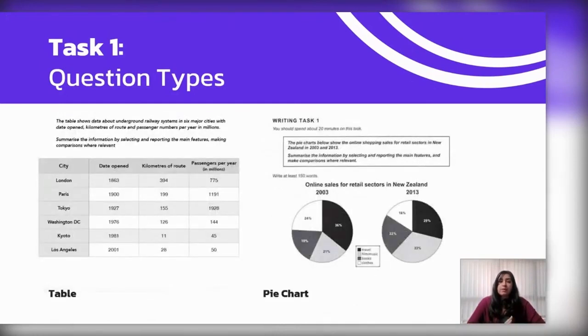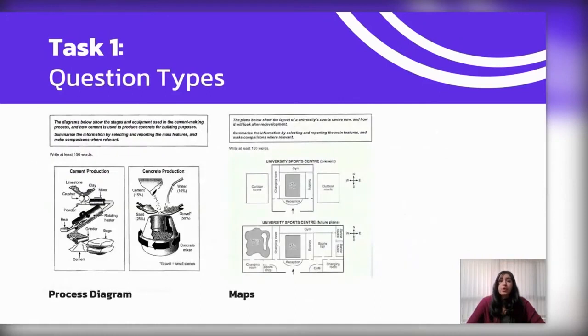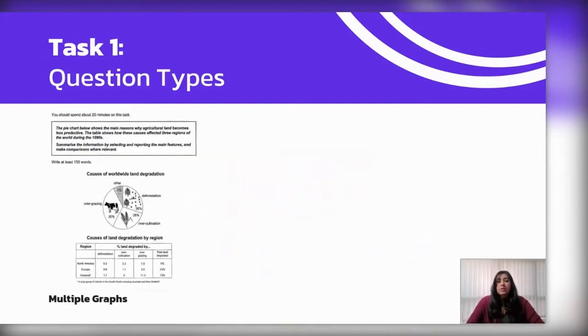Next, sometimes you'll get a table or a pie chart, which you'll have to compare. Okay, you also could get a process diagram or a map. All right, so you'll have to compare that. And last but not least, you might get multiple graphs. So in this, we have a pie chart and a table. You could get a line graph and a bar chart. That's what it means by multiple graphs.